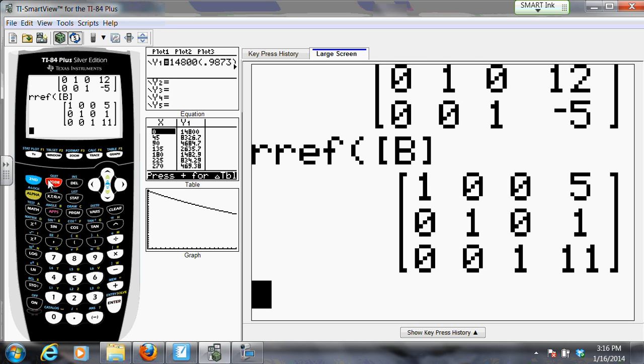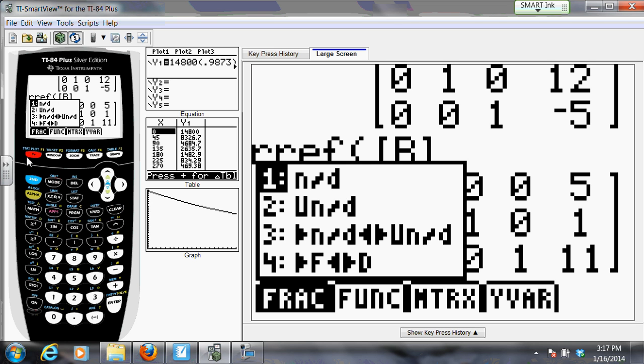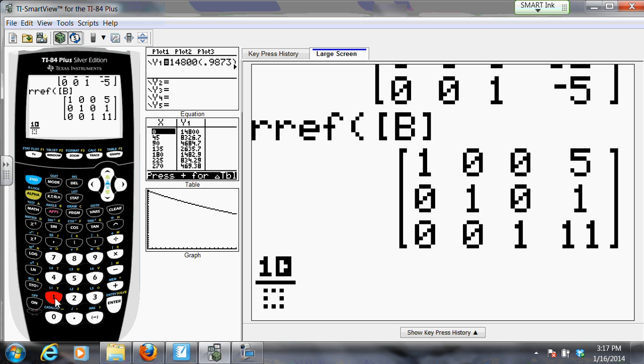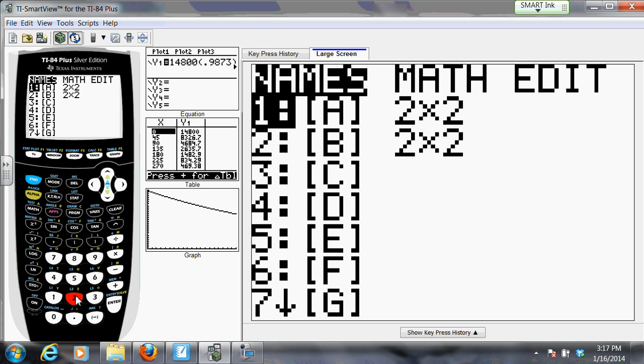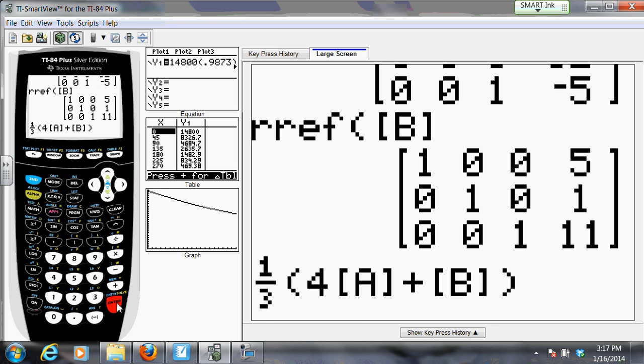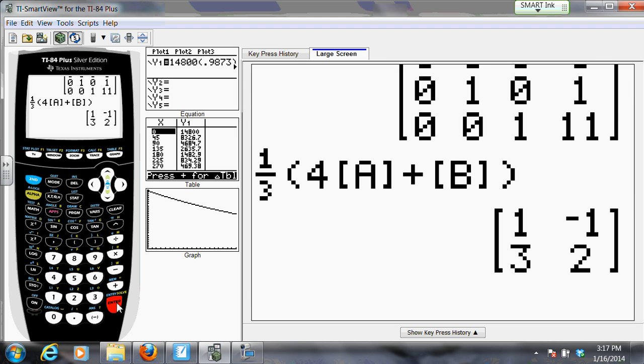So on a regular screen, I'm doing clear. 1/3 of the whole thing, so I need parentheses. So 4, and I need to go grab matrix A plus, I need to go grab matrix B. And there you go. There's the new matrix. 1, 3, negative 1, 2.